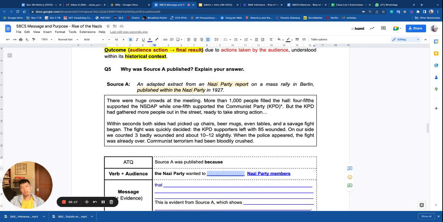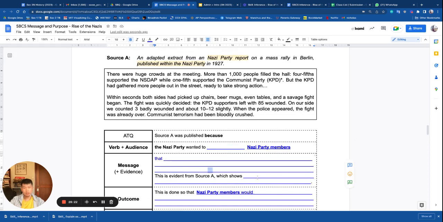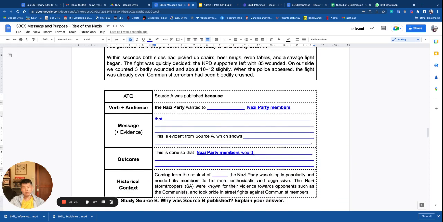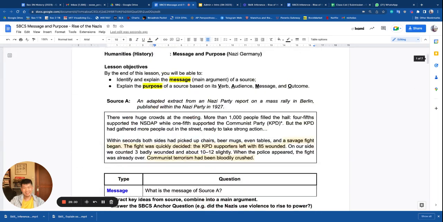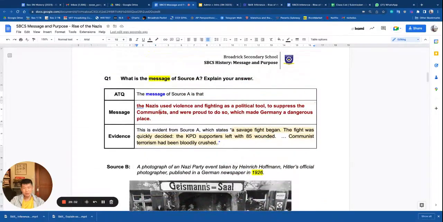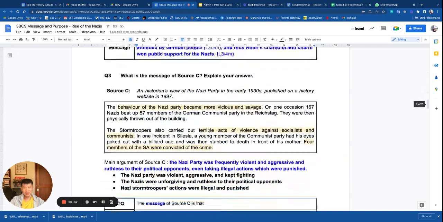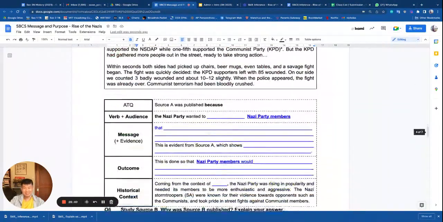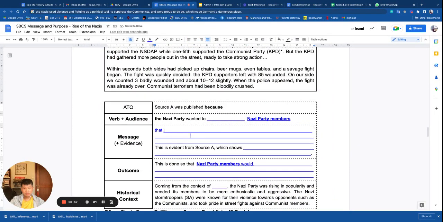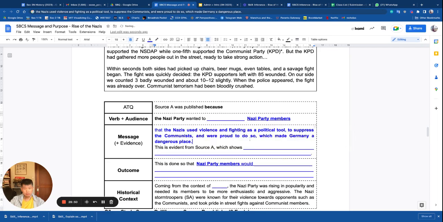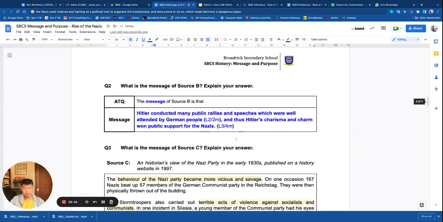So the Nazi Party wanted Nazi Party members to know what happened. Okay, I'm going to cheat. I'm going to go back here. We already figured out the message of source A in the previous lesson on message. And that's why I put these two lessons together with the same sources so that we can focus on the skill. Because we have already done message, I now want to spend the time looking at other components.